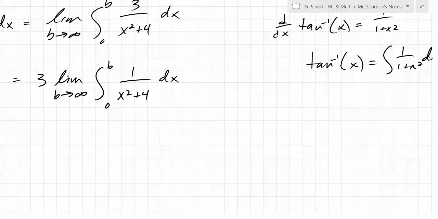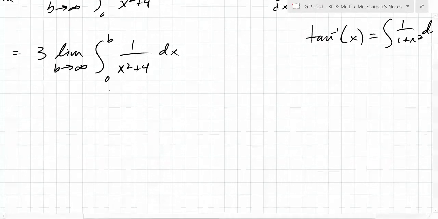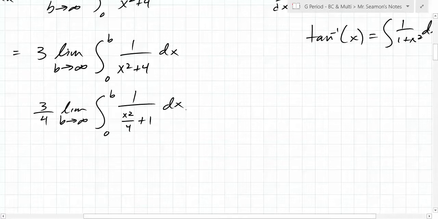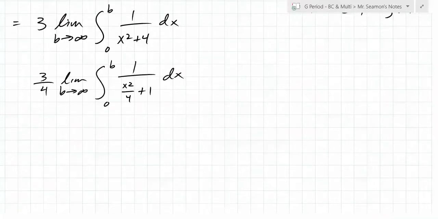So you know what I'm going to do? I'm going to factor out 4. It's going to be 3 over 4 times this limit. Yay! And what does it become? 0 to b, 1 over x squared over 4 plus 1. Right? Oh, we're almost there. What can we rewrite x squared over 4 into?